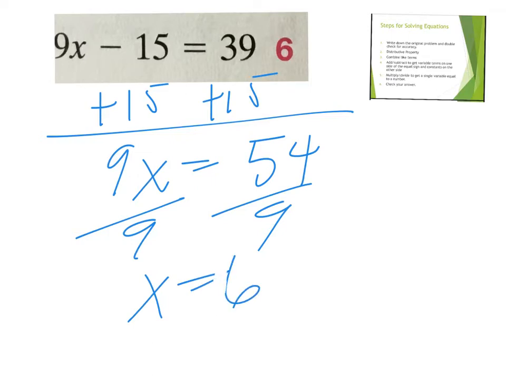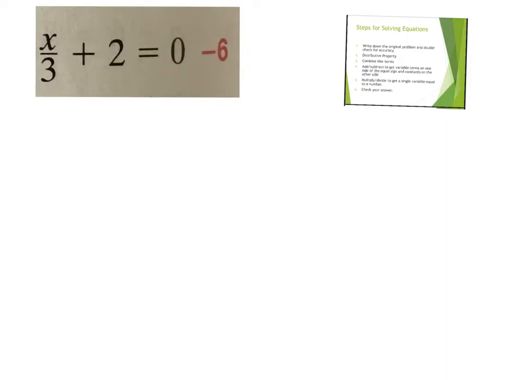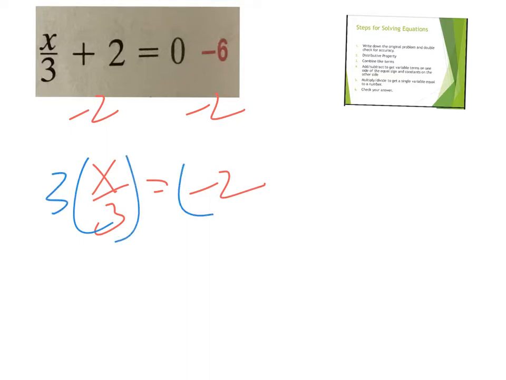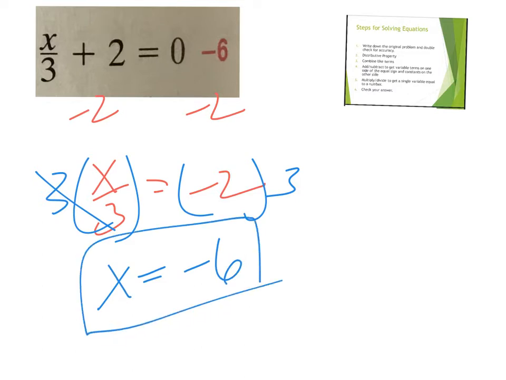There we go. So obviously on here we're going to start off, again, there's no distributive property, no like terms to combine. So we start off by subtracting that 2. Subtract the 2. So x over 3 equals negative 2, because 0 minus 2 is negative 2. Multiply off that 3, right, and x equals negative 6. That was a quick one, huh?